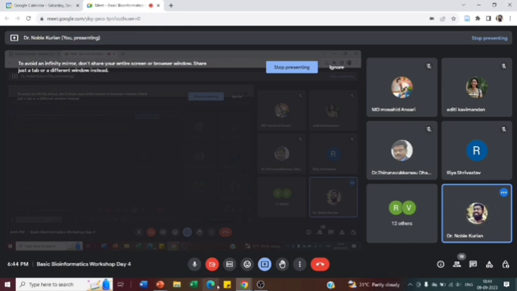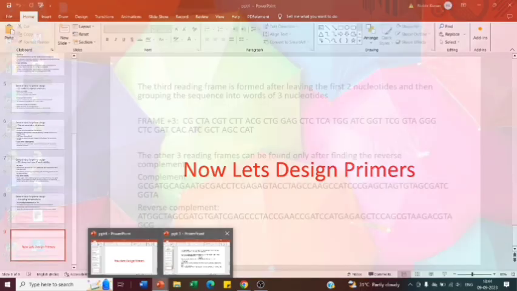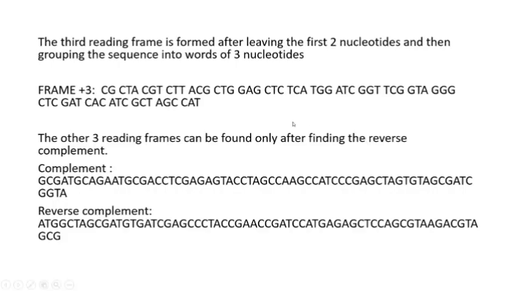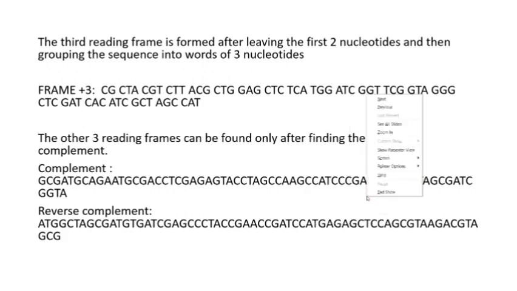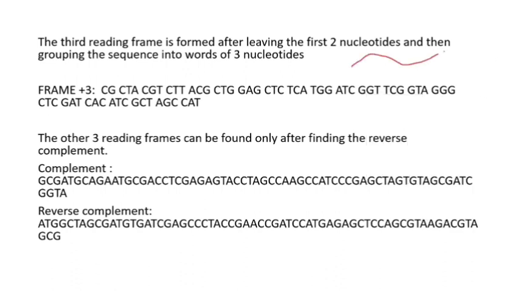So I am going to the minus frames. Actually, during the transcription, the DNA has two strands. Any strand can act as the template for mRNA. We don't know which strand is acting as the template for mRNA. There is no specific rule.